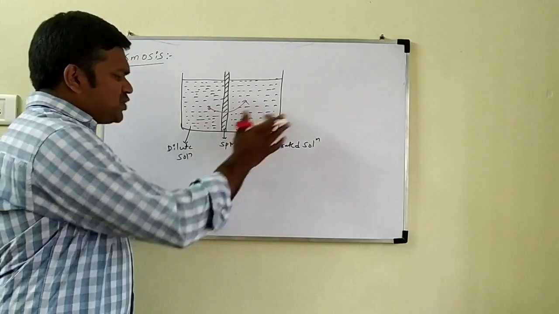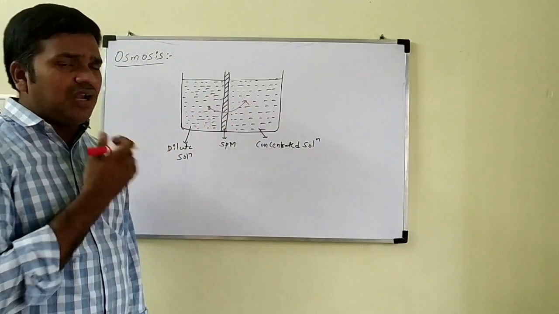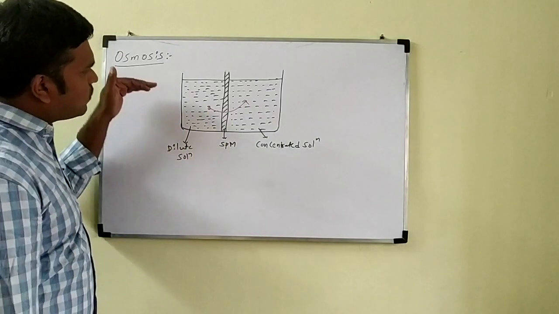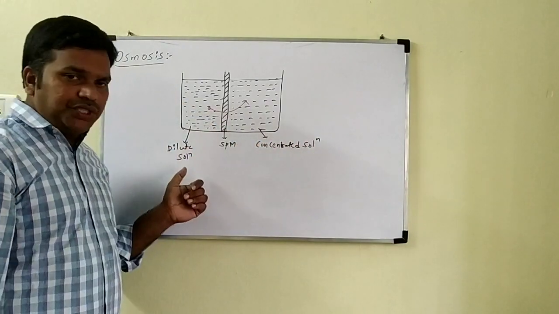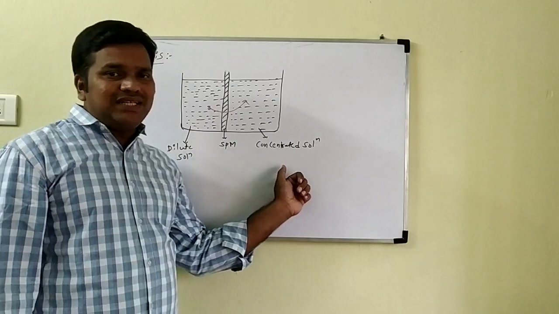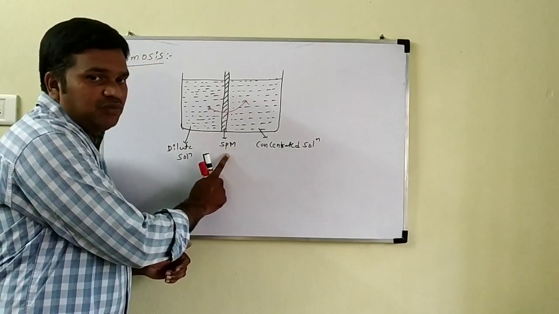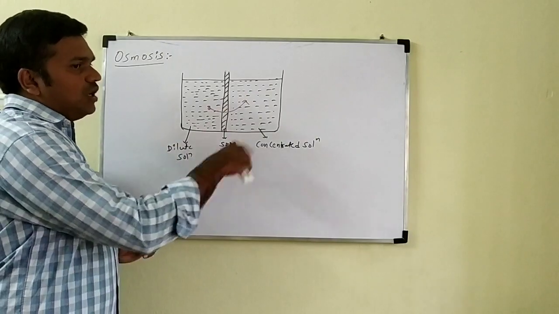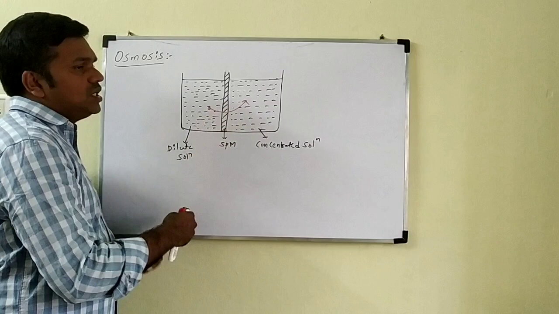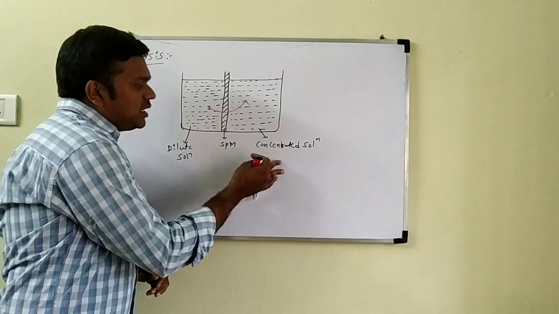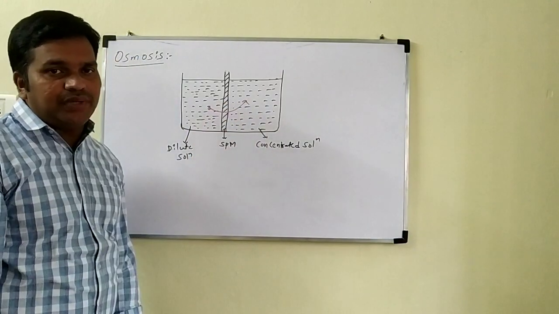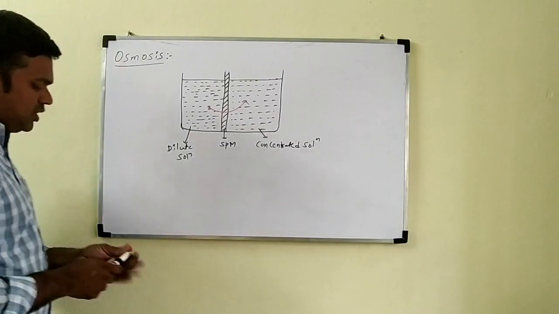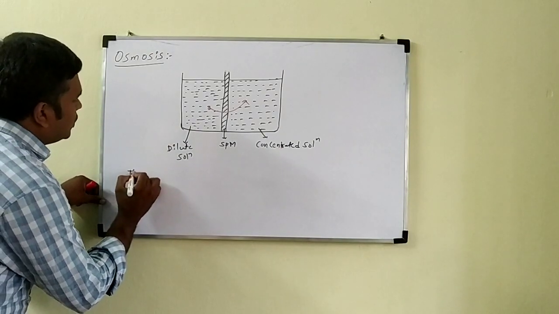Generally this process is spontaneous. We cannot apply any external force to do this process. So the spontaneous flow of solvent molecules from the dilute solution to the concentrated solution through a semi-permeable membrane is called osmosis. This is the definition of osmosis: the flow of solvent molecules.